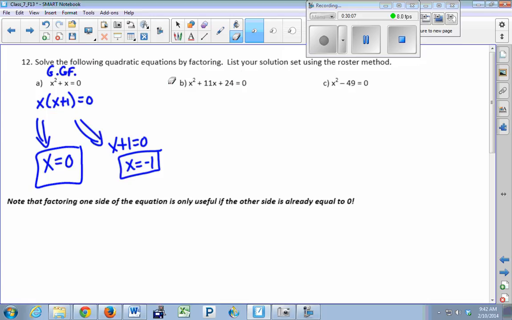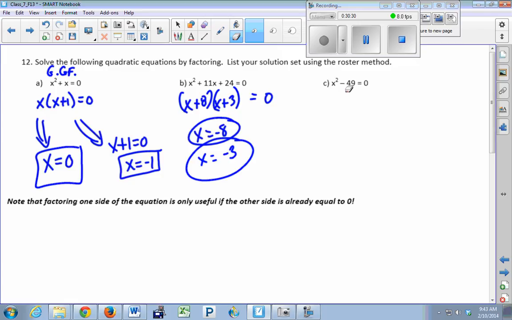How do we factor this? X squared plus 11x plus 24. What two factors will give me that expression on the left-hand side? X plus 8, x plus 3, x equals negative 8, x equals negative 3. Done. So factoring, if factoring isn't something that's god-awful for you, it really can be a very quick solution.